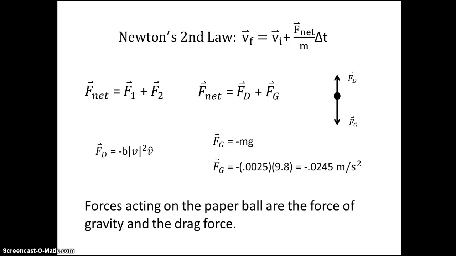The initial velocity of the paper ball was 0 in this case. The net force can be found by adding all of the forces acting on the paper ball. The free body diagram shows that gravity is acting in the downward direction and drag force is acting in the opposite direction. Adding these forces together gives the total net force.